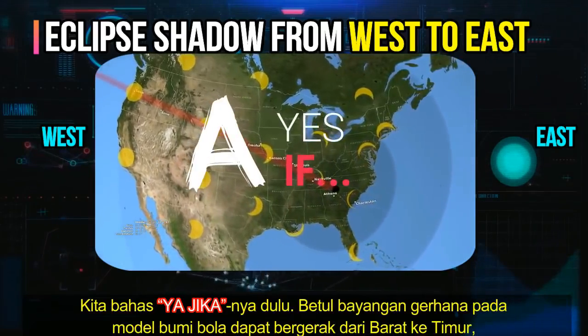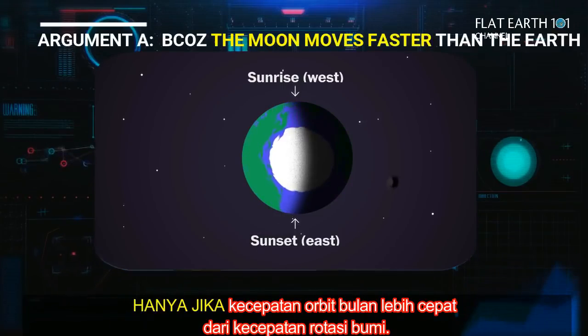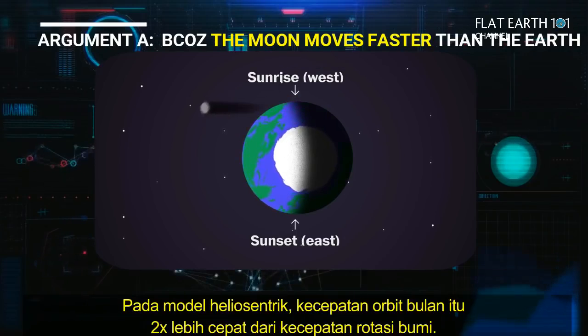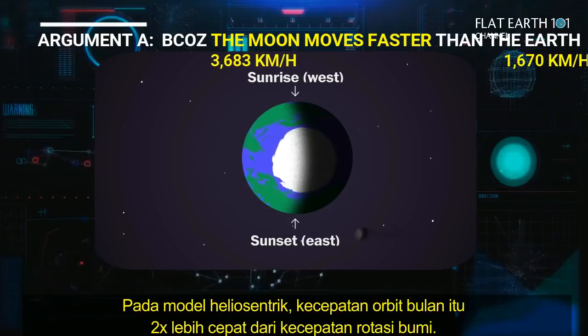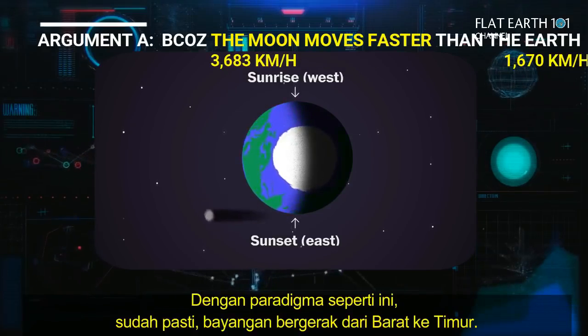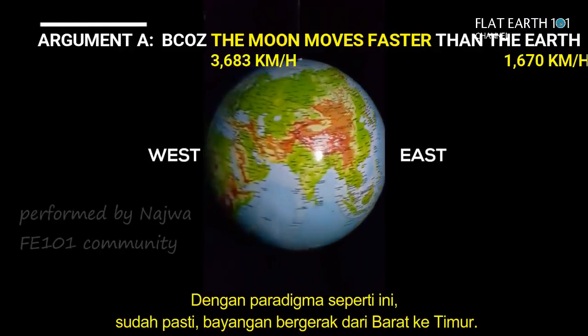Yes, the eclipse shadow on the globe model can move from west to east only if the Moon's orbital speed is faster than the Earth's rotation speed. In the heliocentric model, the Moon's orbital speed is twice as fast as the Earth's rotation speed. With this paradigm, for sure, the shadow will move from west to east.